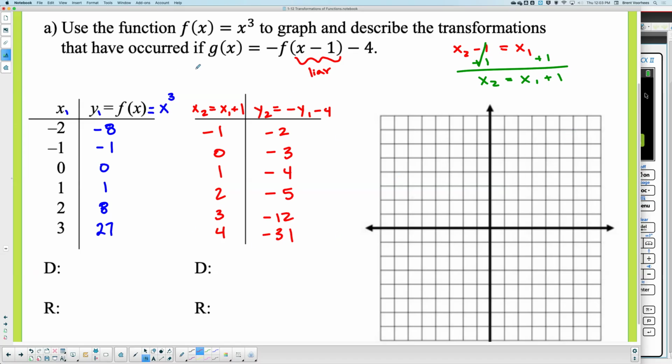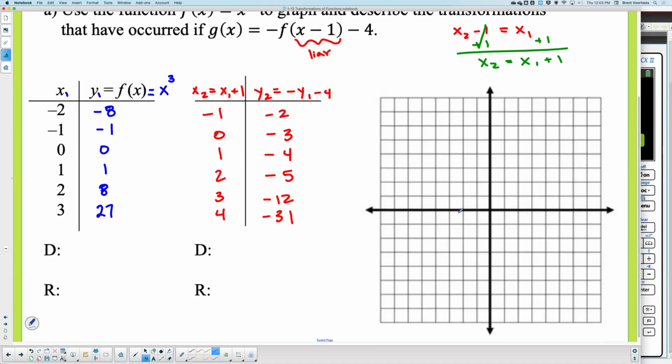So that's one way you could get tested on it, is just making up a new table. So now what I'm going to do is plot those points, and we're going to look graphically at how this would look. So negative 2, negative 8. You would go left 2, down 8, plot that point. And then negative 1, plot that point.